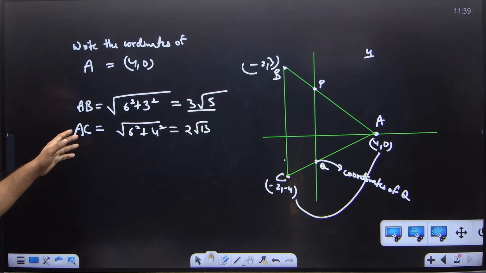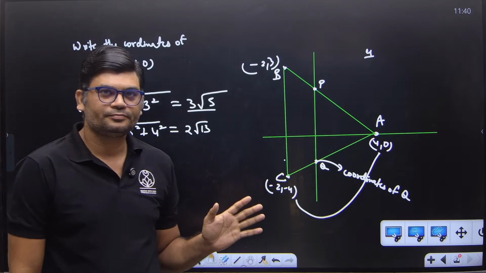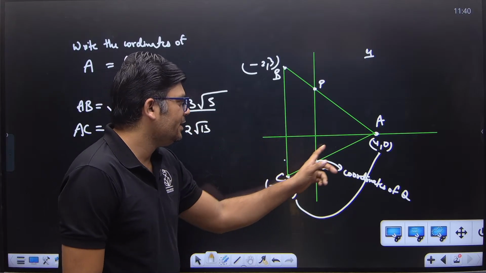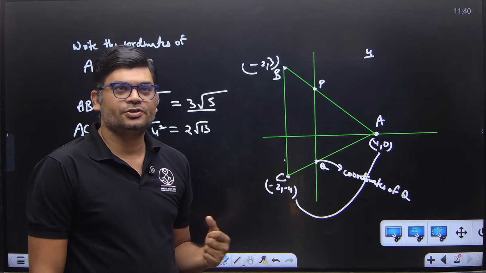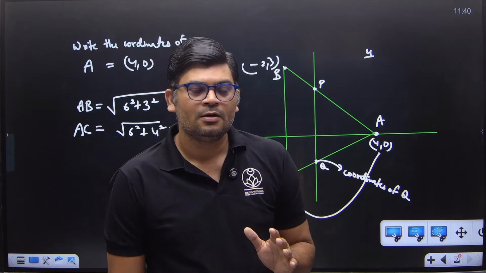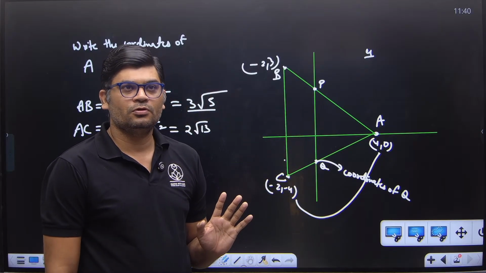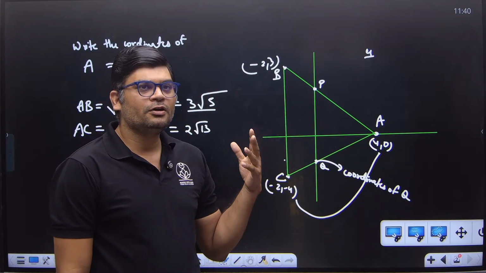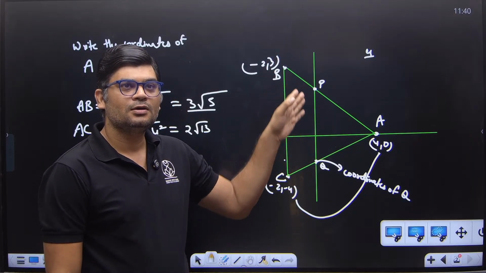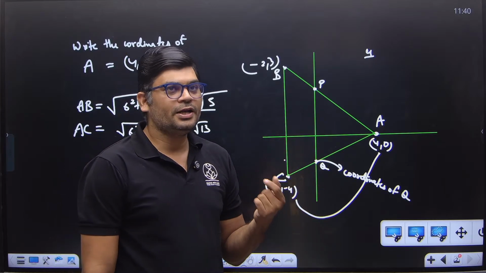So I said that when you find AC, you will get 2 root 13. This part you have understood. Yes. Now we need to find how Q is dividing CA and in what ratio. This is the question. This can be found using the section formula, but to make use of the section formula, we need to find the coordinate of Q. In fact, you don't need to find the coordinate of Q because you can see that Q lies on which axis? Y-axis. So which coordinate is 0? X coordinate would be 0.